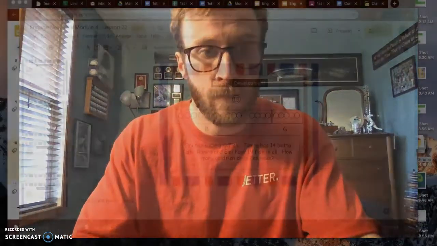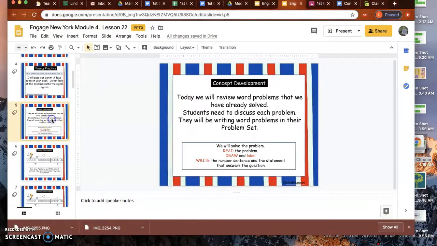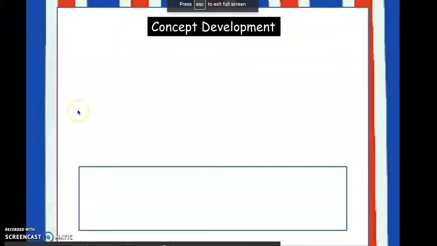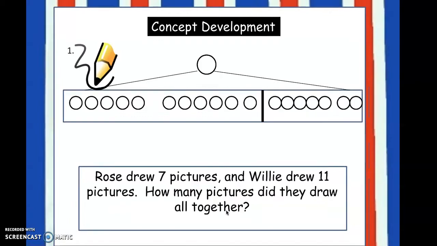Now today, again, just like every other day, we are going to read the problem first, and then we are going to draw the problem out in our tape diagram, and then we are going to write the number sentence that goes along with the problem. Okay, so go ahead and draw a tape diagram on your board or piece of paper right now. Leave it empty, and then I will read the first problem. Take about 5 more seconds. You can always pause the video if you need more time.